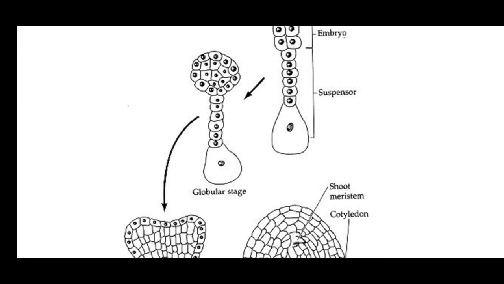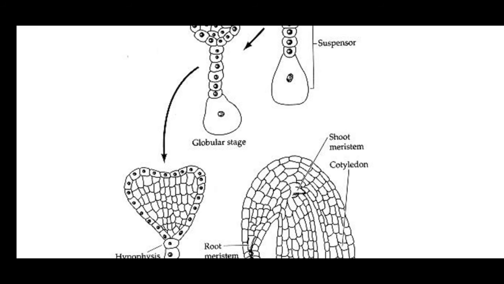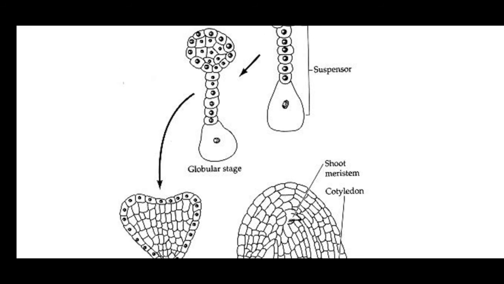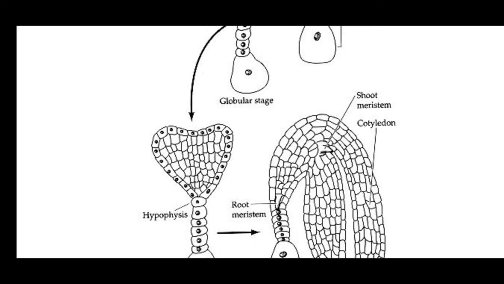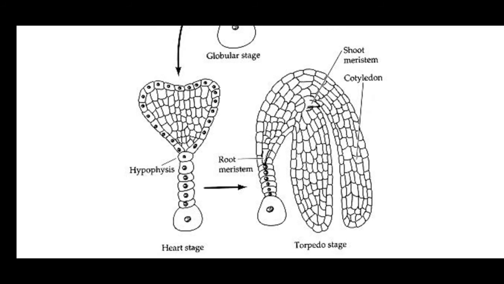Now that globular embryo will again divide, but the division will be more towards the edge, not towards the center. That's why it is going to form this particular type of structure. This is called the heart stage or heart shaped embryo, because it represents the shape of a heart. And this is necessary because these two edges are what is going to grow even longer and transform into the cotyledons, the two cotyledons of the dicot seed.